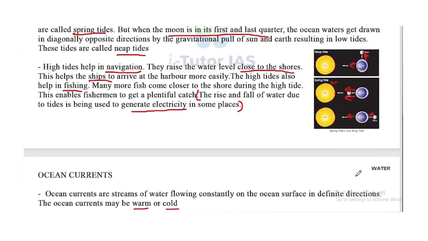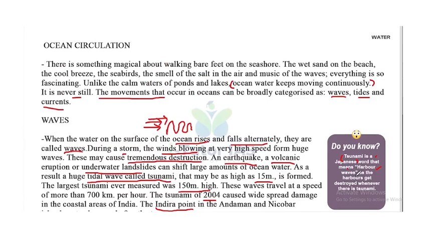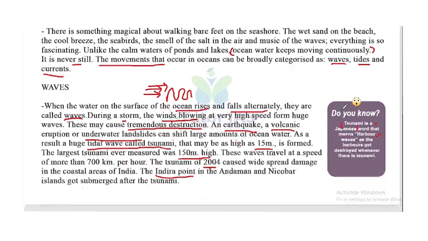So we discussed three types of ocean movement. The first is waves. Waves are when the water of the ocean rises and falls alternately. Sometimes the waves are very big, and those tidal waves are called tsunami. The normal height of a tsunami may be 15 meters. The largest tsunami was 150 meters high. So that is waves.